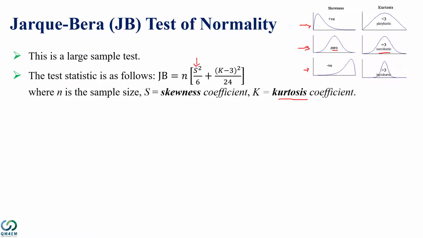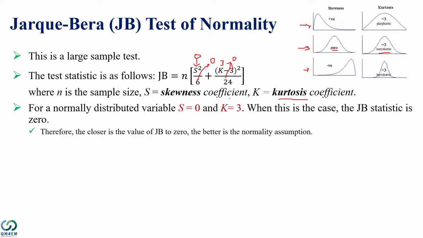Now, if we use the normal distribution values, as in skewness we put 0, and for kurtosis we put the value 3, we get 0 from here, and we get 0 from here, and that's what I have written. For normal distribution, the skewness and kurtosis coefficients respectively are 0 and 3. So in that case, the Jarque-Bera statistic is 0.